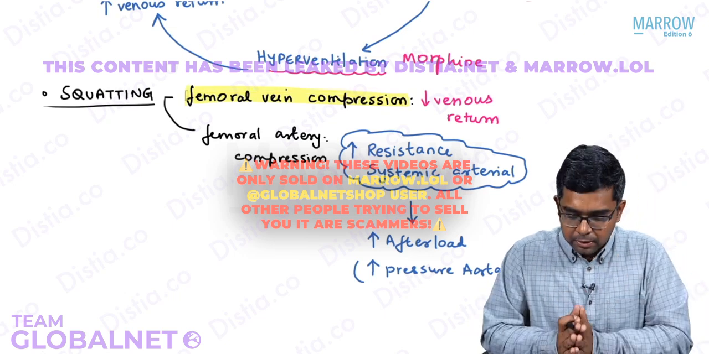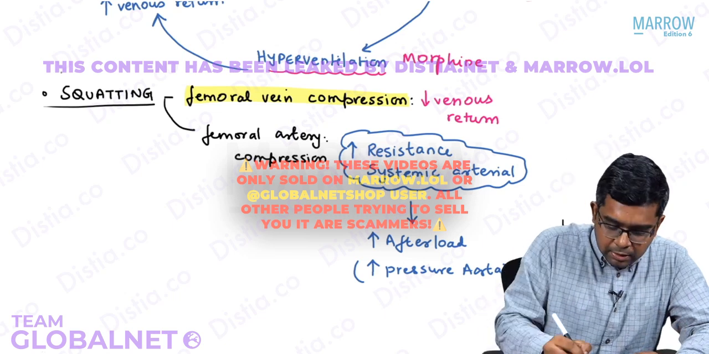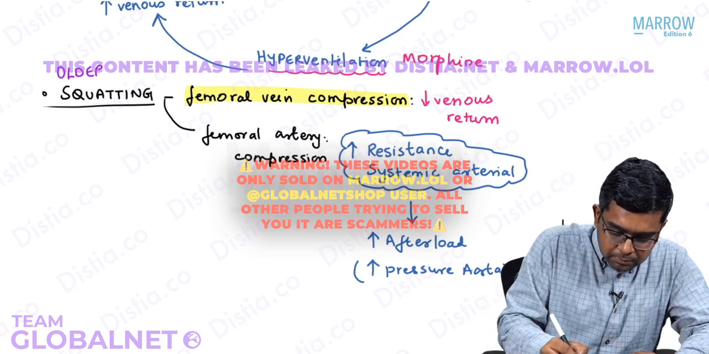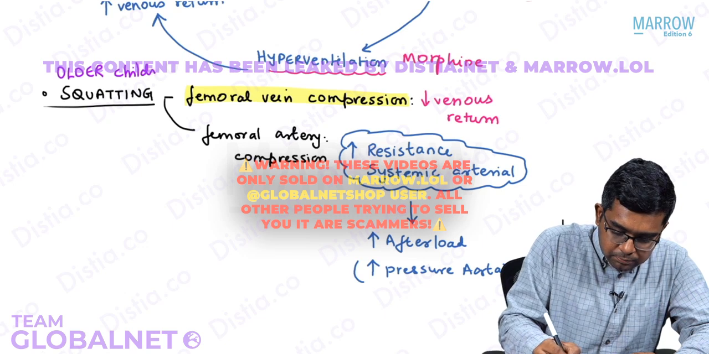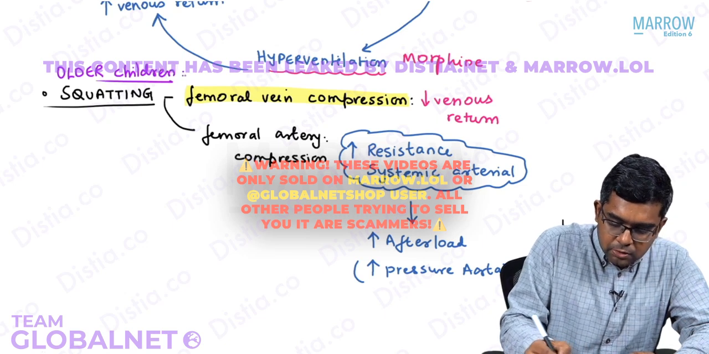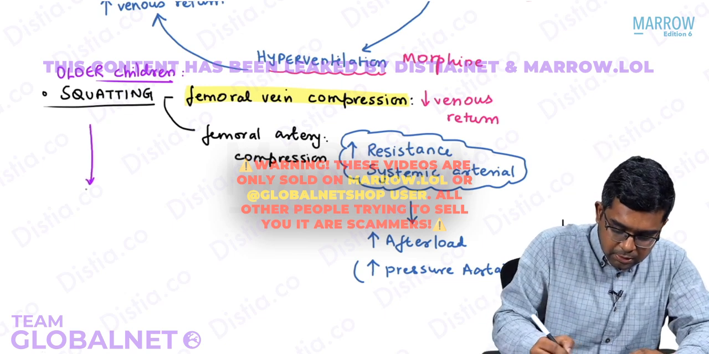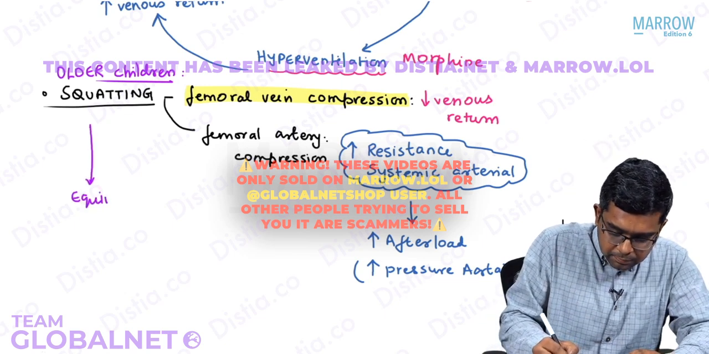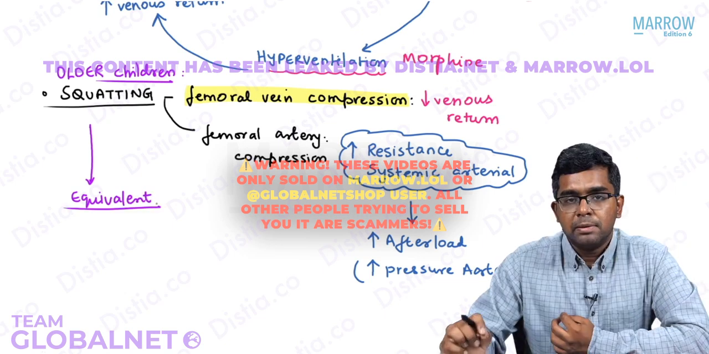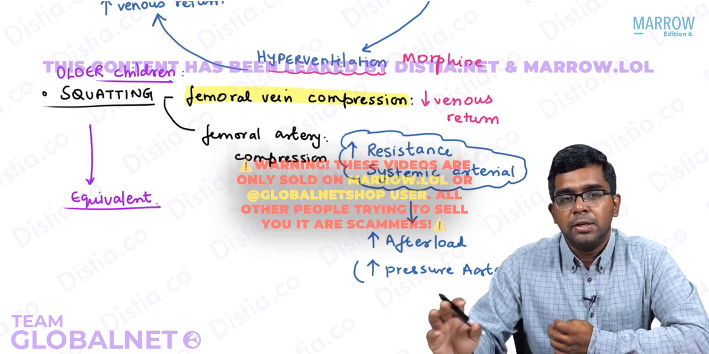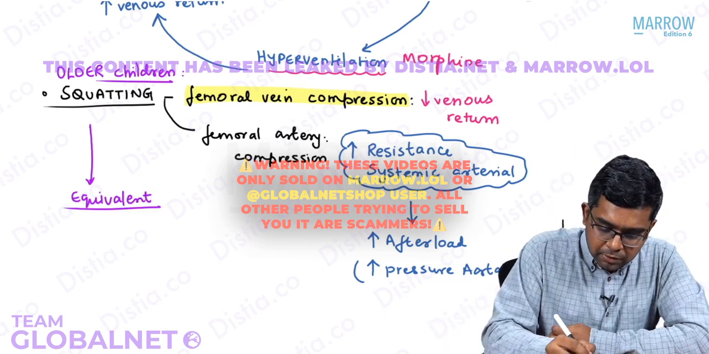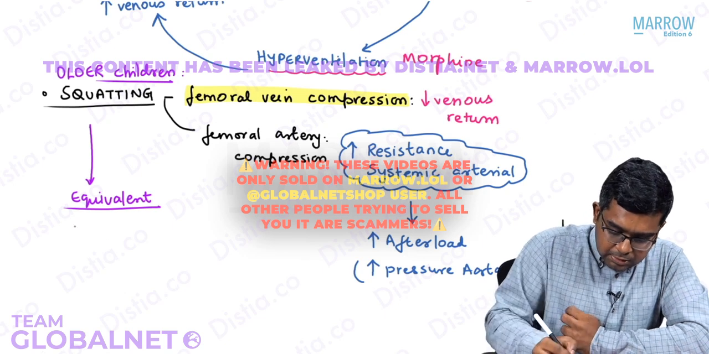Okay, right. Now, an older child can do squatting. That is possible. But for a small child, squatting is not possible. Like for infants, squatting is not possible. So as a squatting equivalent, what we will tell the mother is to bend the knee of the child and keep it over the chest. This is what we call the knee chest position.